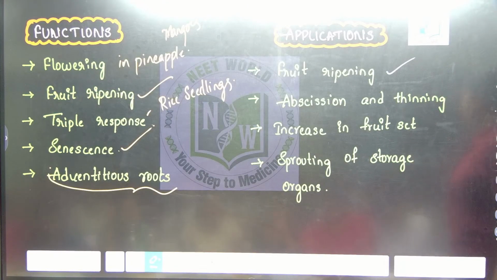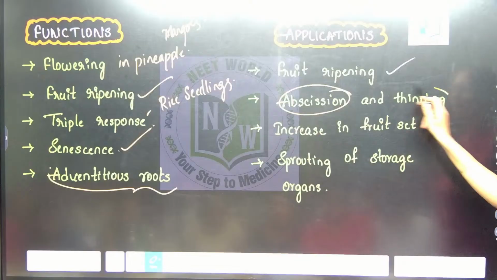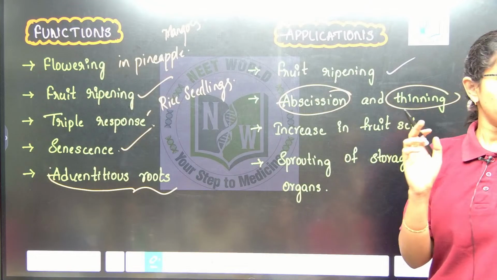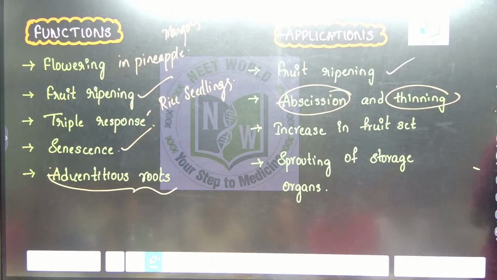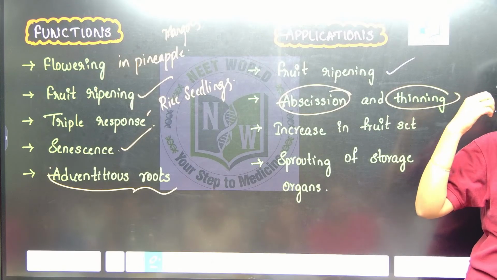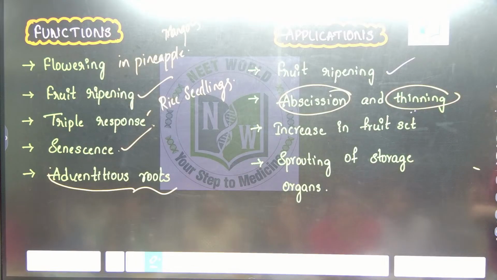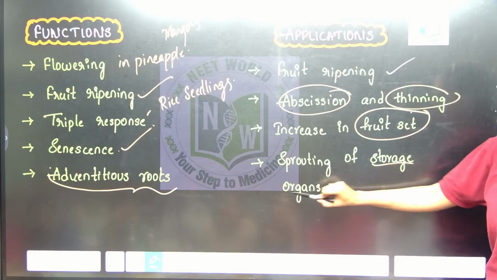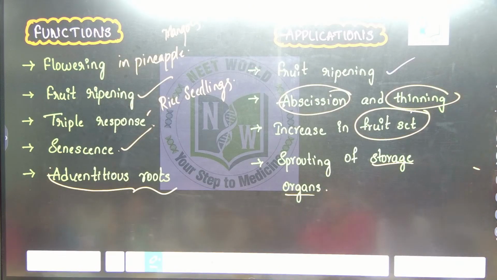Applications: fruit ripening, abscission and thinning. Thinning of the fruit. See, you see a fresh fruit which is unripe, the wall layers will be thick, but if you see ripened fruits, the walls of the fruit will be thin. Fruit walls get thin. That thinning is because of what? Ethylene. It increases the fruit set, sprouting of storage organs. That is because of ethylene. These are the applications and functions of ethylene. This is all about phytohormones.